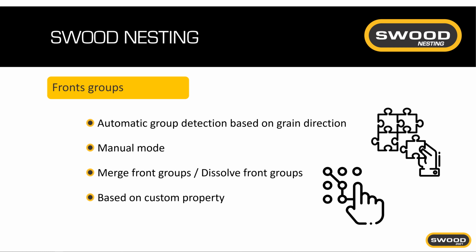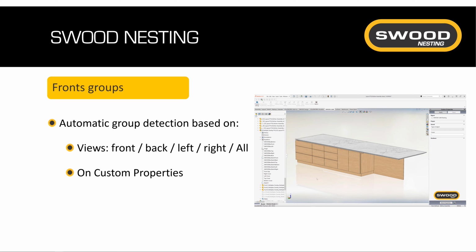Now the second main enhancement for Swood nesting is regarding front groups. These front groups will be available based on automatic parameters that I can define. We will be able as well to manually change those groups. We'll be able to merge and dissolve groups that were created automatically, and we'll be able as well to choose the panel that we want to have in the groups based on custom properties. It will be particularly useful when you want to match grains, for instance, or drawer fronts when they are on top of each other.